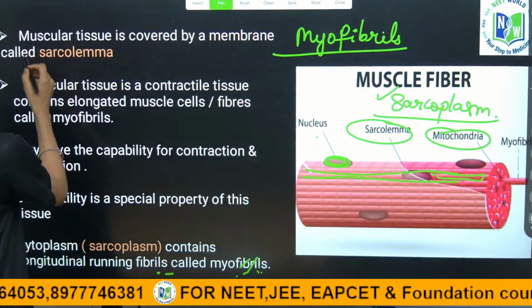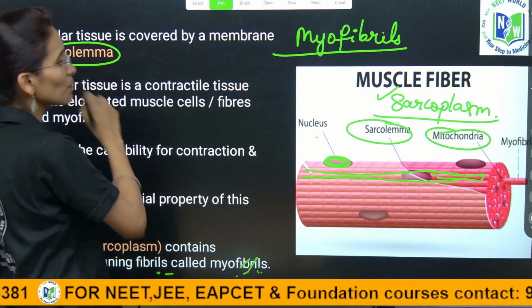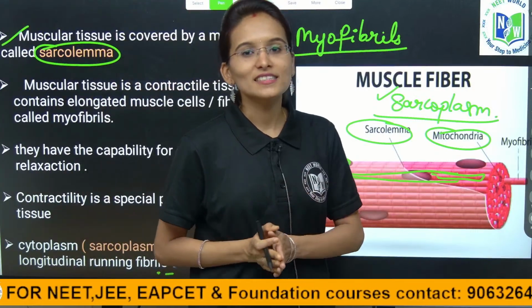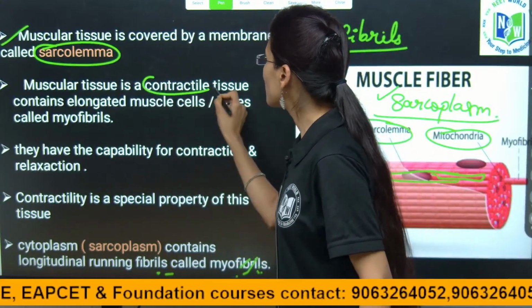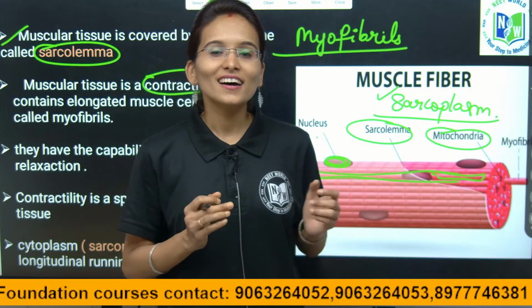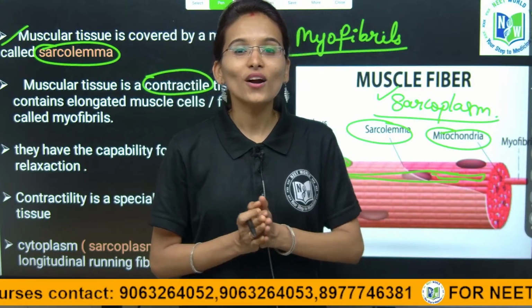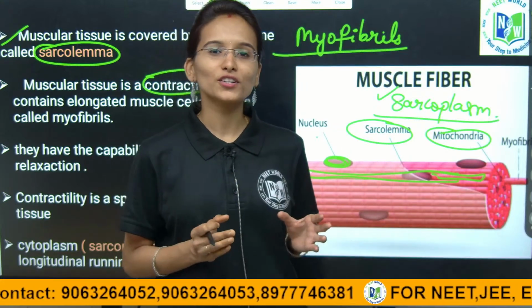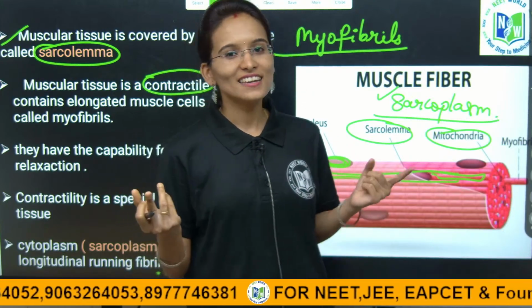See here, these are the NCERT lines. Muscular tissue is covered by a membrane called the sarcolemma. It is also called the plasma membrane of the muscular tissue. What are the muscles actually going to do? They are very specialized for contraction and relaxation. So contractility is a specialized property of the muscular tissue, involved in contraction and relaxation.